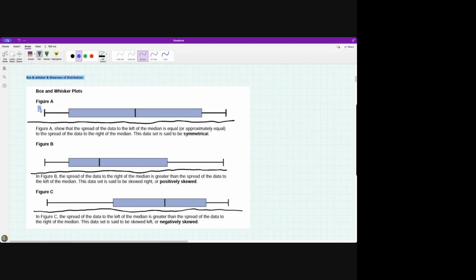So maybe that is 18, that is 21, that is 45, that is 62, and maybe that is 75. If you see a box and whisker like this, what that is telling you is the minimum is 18, Q1 is 21, Q2, or the median, is 45, Q3 is 62, the upper quartile, and then the max value is 75. But most of the time, they will normally give you a number line below, and you will have to read off what the values are for that.